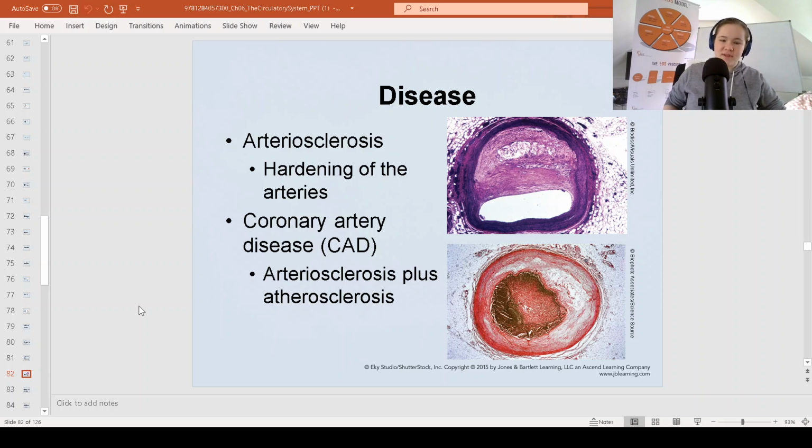Arterial sclerosis is the hardening of arteries, and coronary artery disease, which is CAD. Arteriosclerosis plus atherosclerosis. Bit of a mouthful. This is exactly what they look like here.